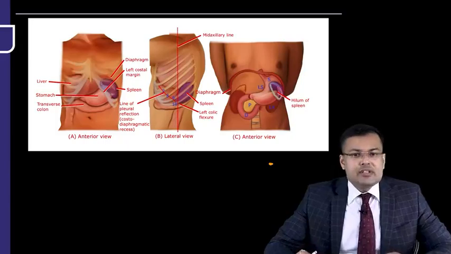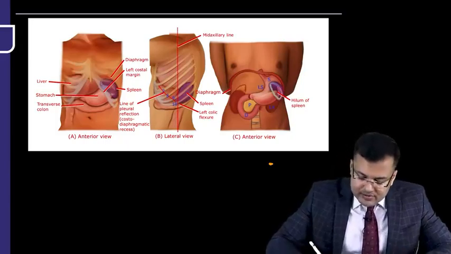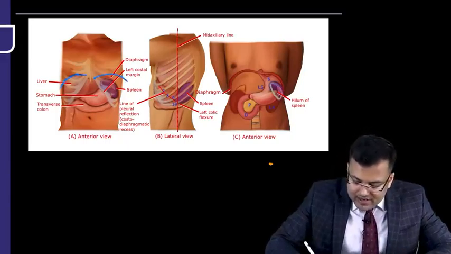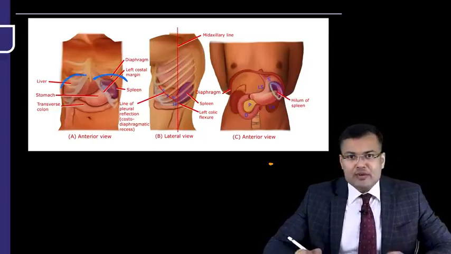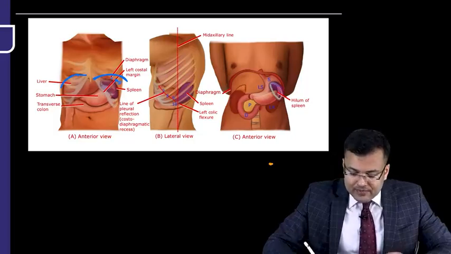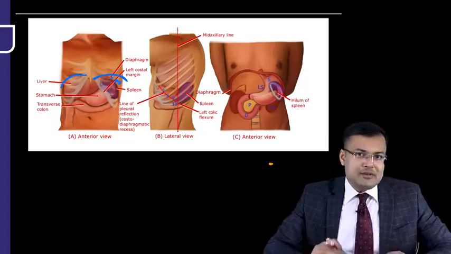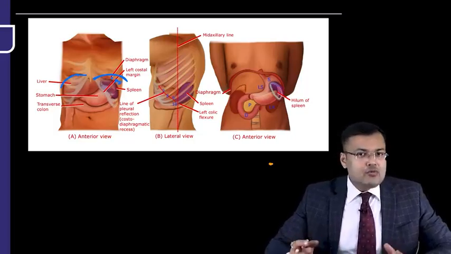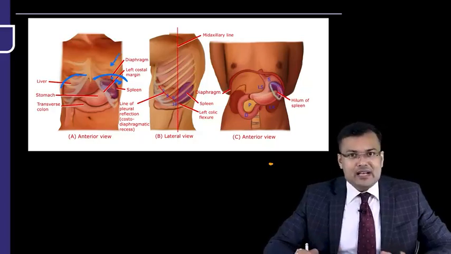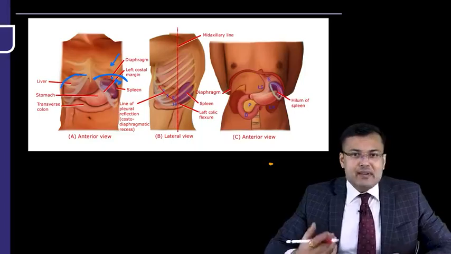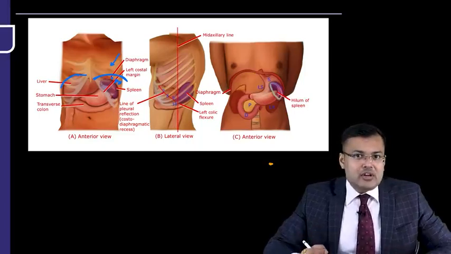It's very easy to understand the complications. If you see the relation of the spleen, it is in close relation with the left dome of the diaphragm. So whenever you perform splenectomy, because of injury to some fibers of the diaphragm, the most common complication is atelectasis, meaning collapse of the ipsilateral lung. These patients might have pleural effusion, sometimes consolidation.